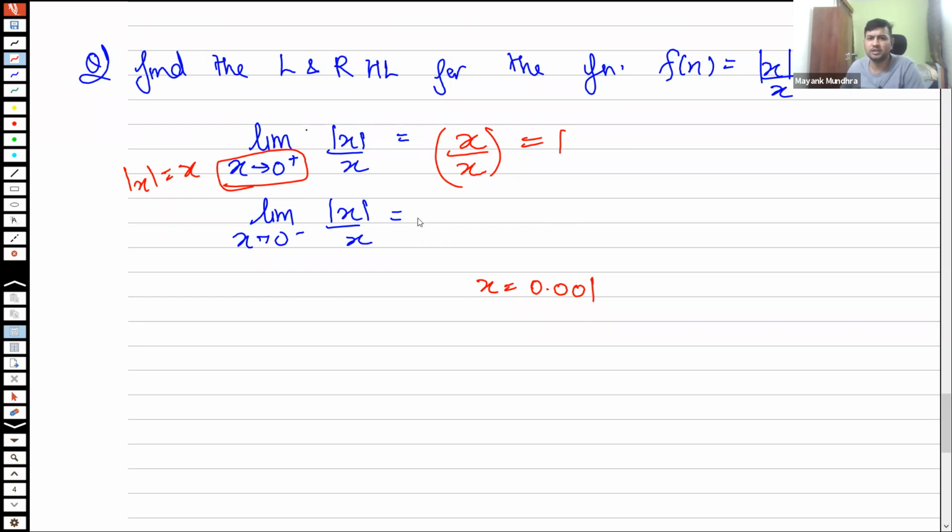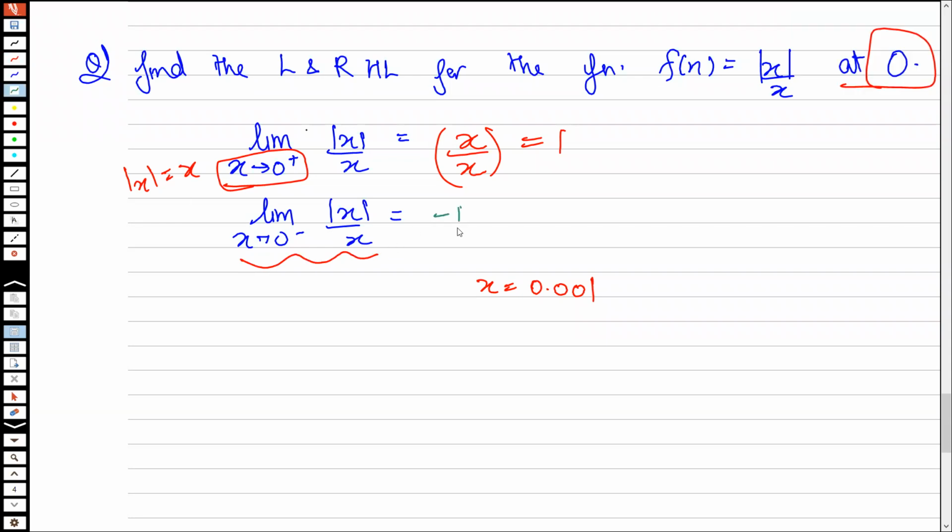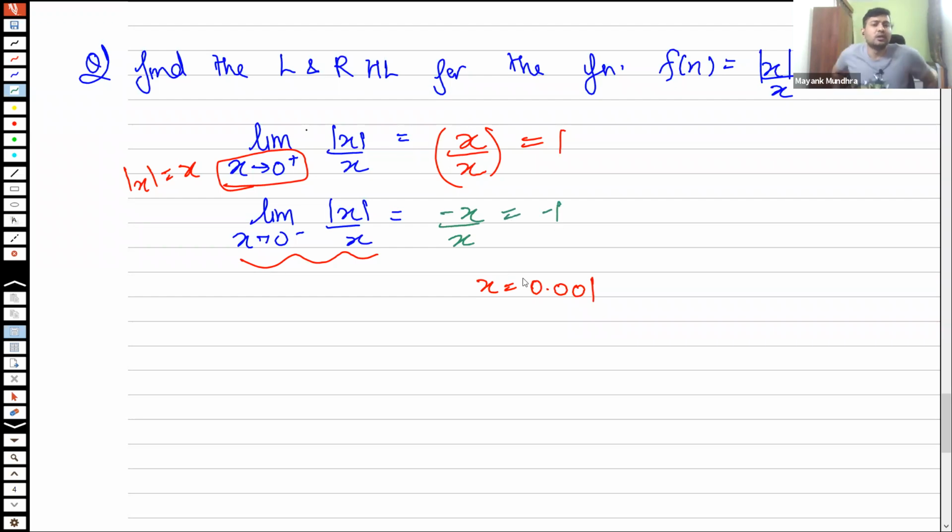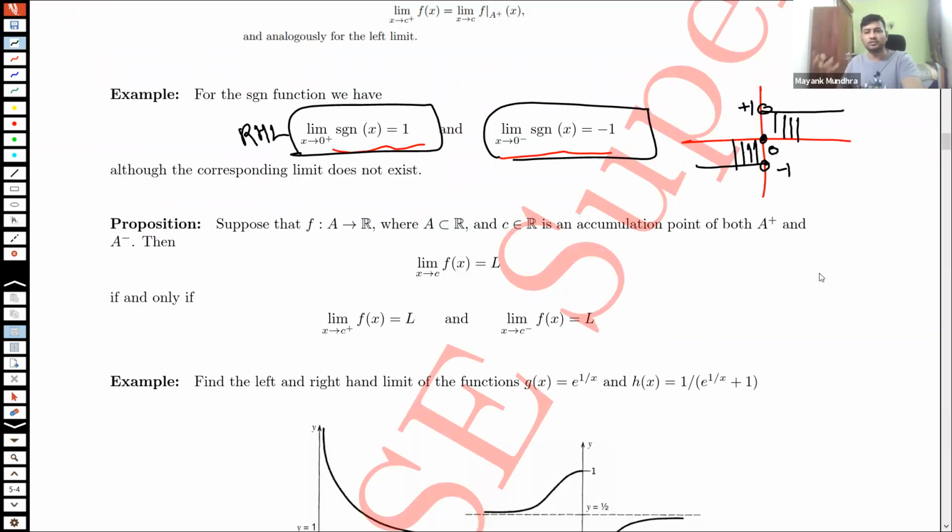What is going to be this limit? Very good, -1. This is going to be -1 because when x is negative, mod of x becomes minus x, so minus x upon x becomes -1. So these are going to be the left and right hand limits. This is basically the Signum function. This is the definition of the Signum function at x not equal to 0. At x equal to 0, you just say the Signum function is 0. So that becomes your complete definition of the Signum function.